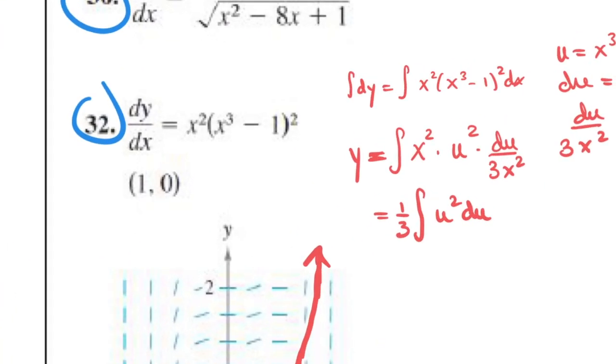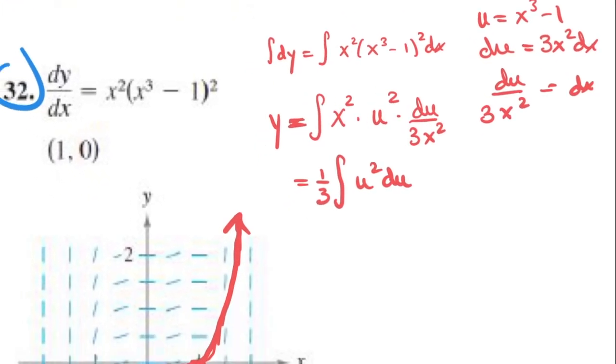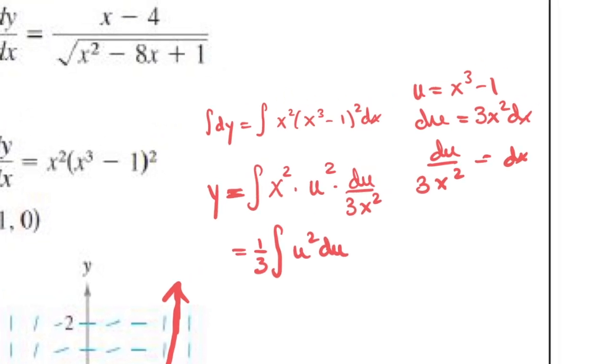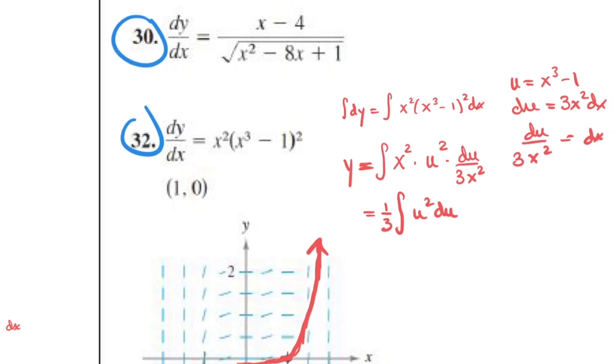Number 30, break the problem up just like I did with number 32. Let u equal x to the third minus 1 for number 32, then substitute and integrate. For number 30, you want to let u equal your x squared minus 8x plus 1. So then du is going to be 2x minus 8 dx. Then you'll be able to find dx.